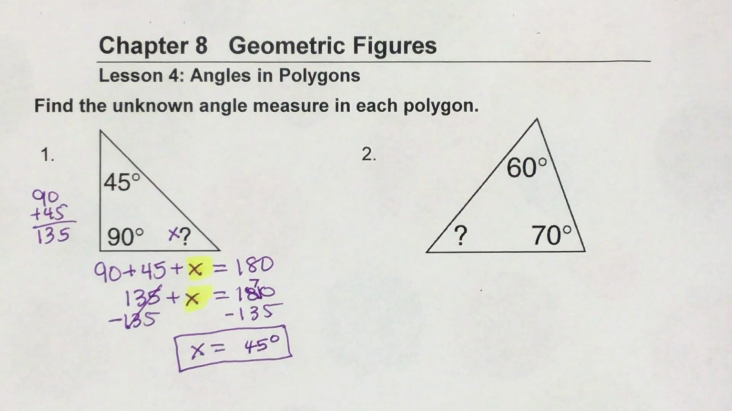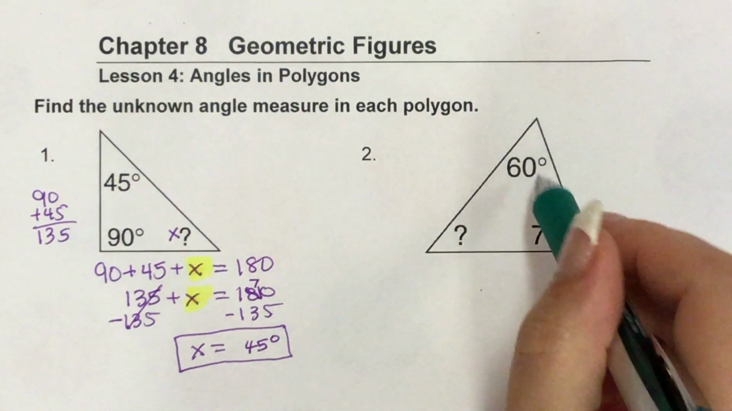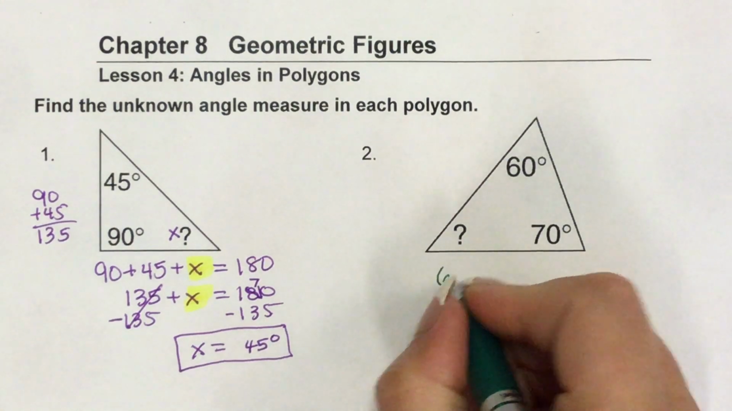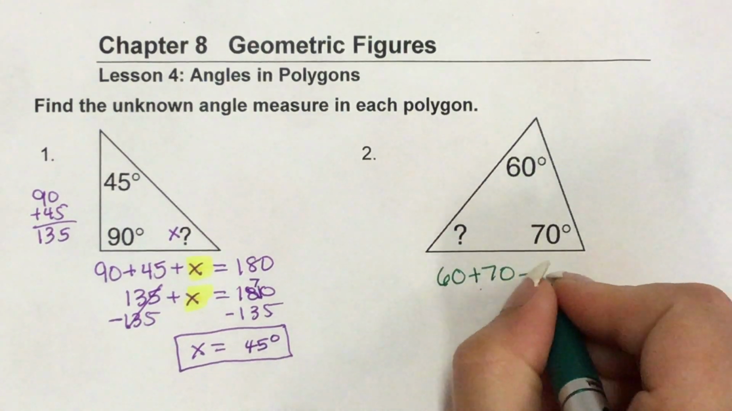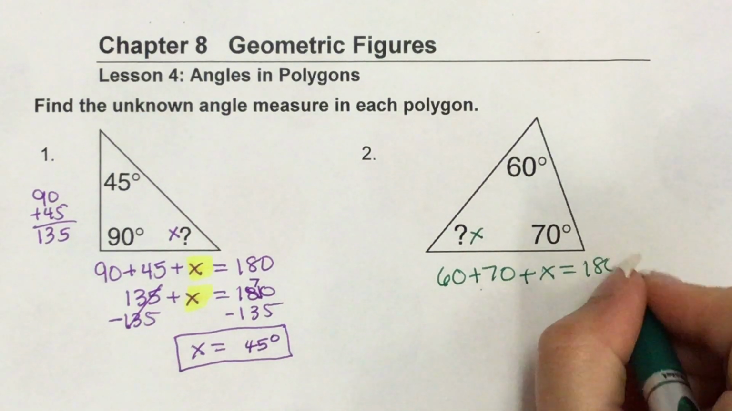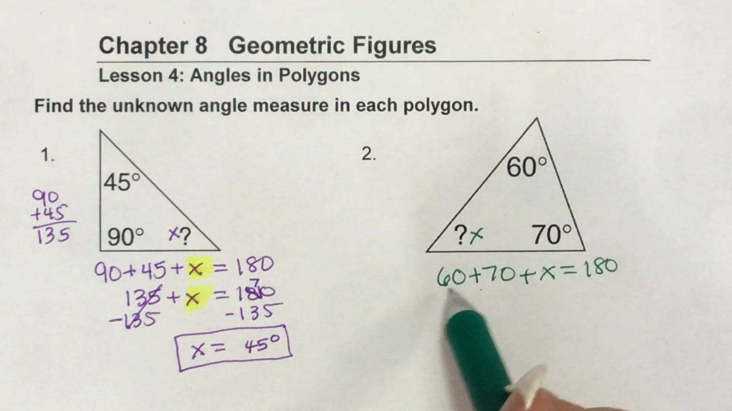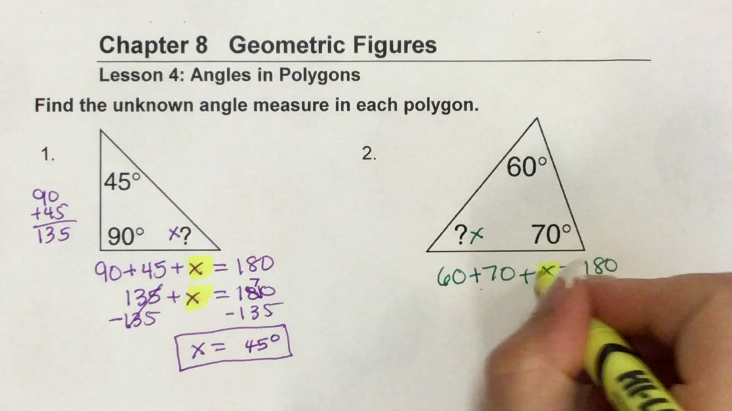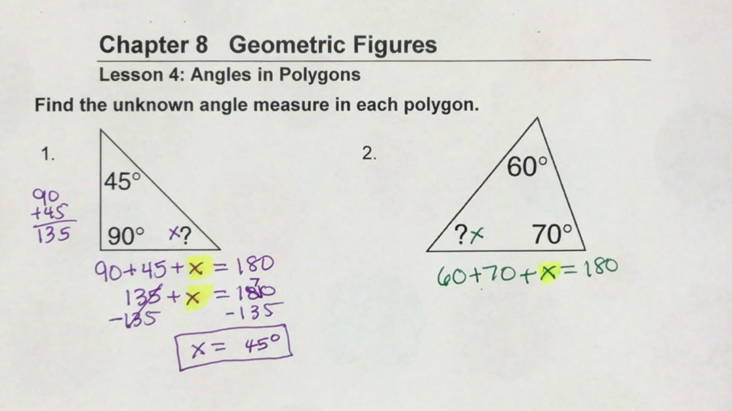All right, we are back. Let's go ahead and see how you did on problem 2. We're going to write our equation. We know that all of these angles equal 180 degrees. So we're going to go 60 plus 70 plus, we're going to call this x, equals 180 degrees. We can combine like terms. We're trying to get x by itself, remember? So let's combine like terms on this side of the equation.